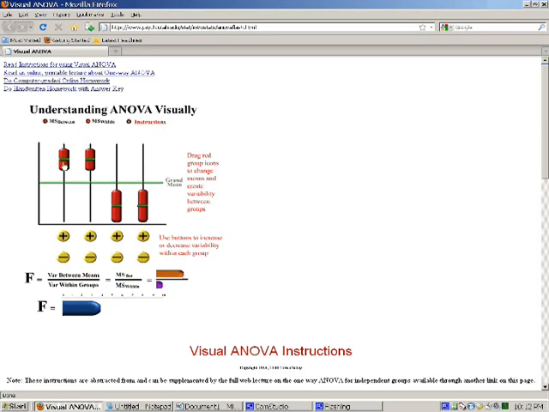So playing around with this, I think, is very helpful in developing that intuition and understanding exactly what is going on with an ANOVA.